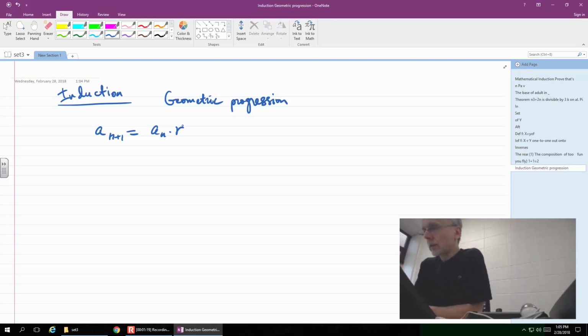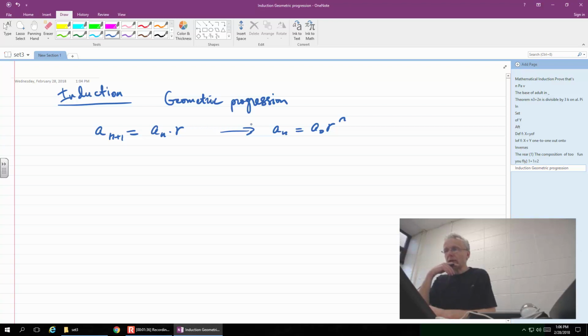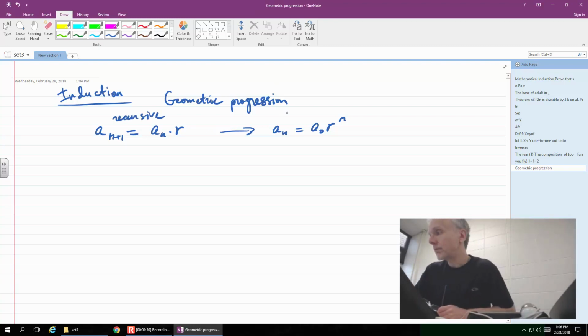Okay, something like that. And then it's easy to figure out what the formula is. So that's recursive. An is equal to a naught Rn. Okay, so that's the explicit formula. Actually, it just occurred to me that every recursive formula, when you transition to an explicit formula, which is what just happened. So this is recursive, and this is either explicit or functional, direct. I'm not sure which word is the best.